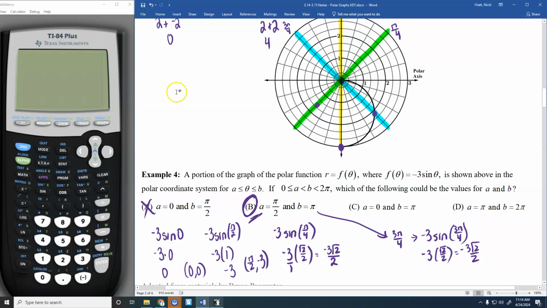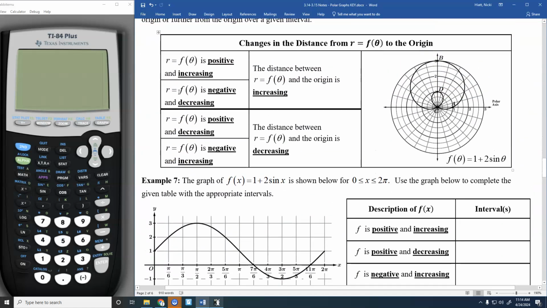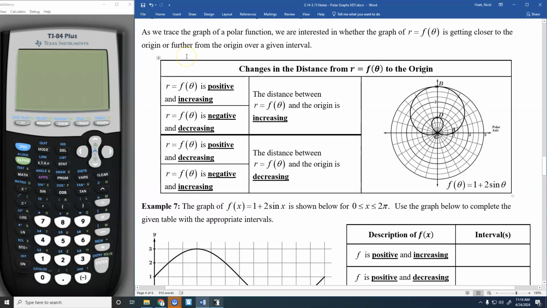So it's really a lot of plugging in points for that. Let's skip down to right here to talk just a little bit about rates of change in polar functions.